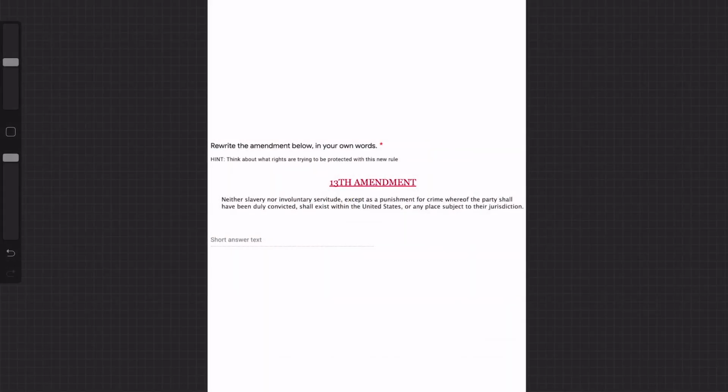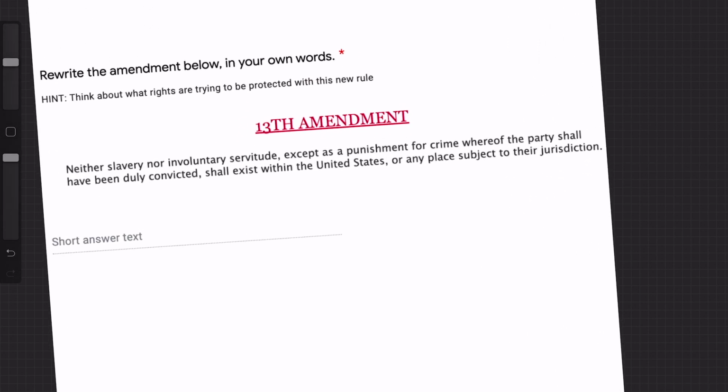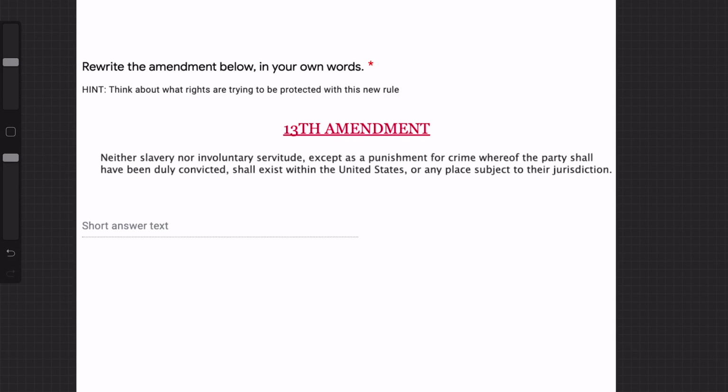Okay. So for this guided practice, I've asked you to rewrite each of the 3 new amendments in your own words. So let's go and break down what that's going to look like. Okay, so the directions are to rewrite the statement below in your own words, okay? So this is the statement below. I have a hint here. We'll take a look at that later.